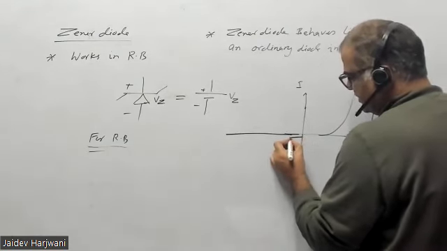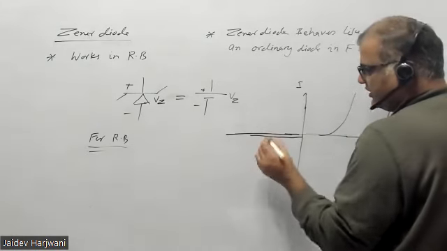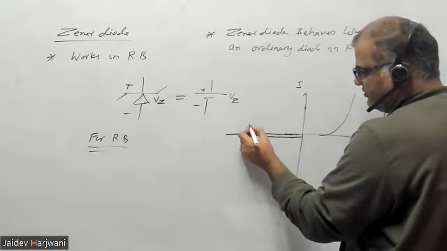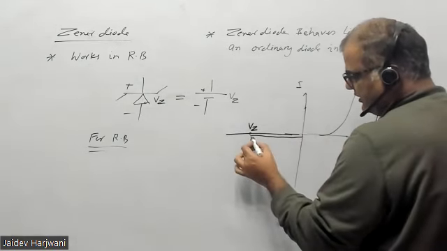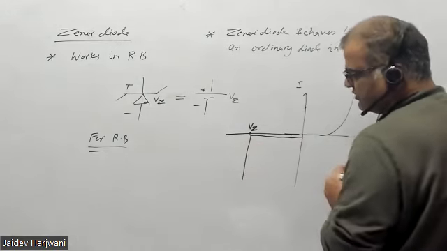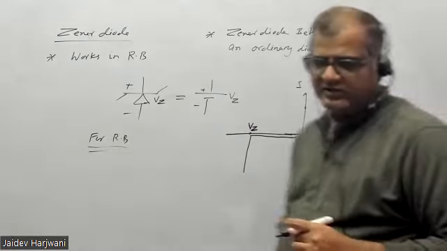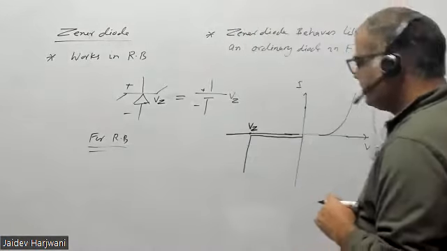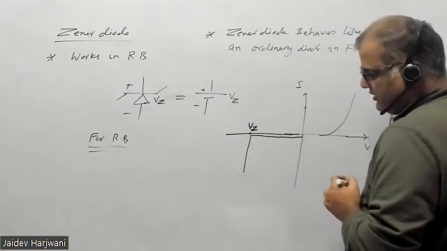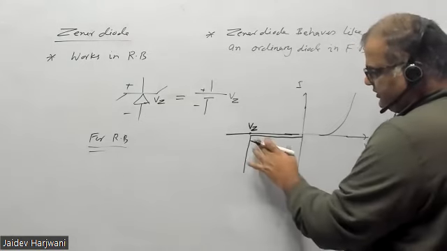In reverse bias, a constant current flows, like in an ordinary diode, until a particular voltage VZ, which is called the breakdown voltage. What happens? Suddenly a large amount of current starts flowing. Now the voltage across the Zener diode will not change. Voltage will remain constant across the Zener diode, but the current can keep on increasing.